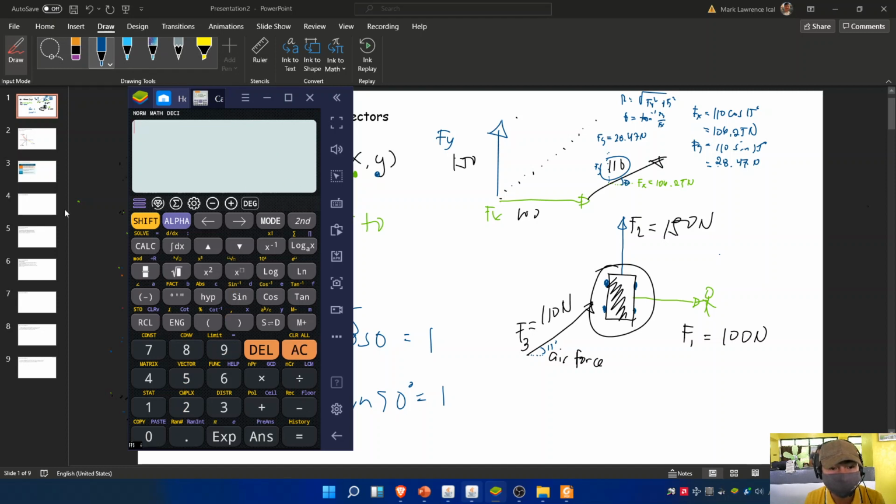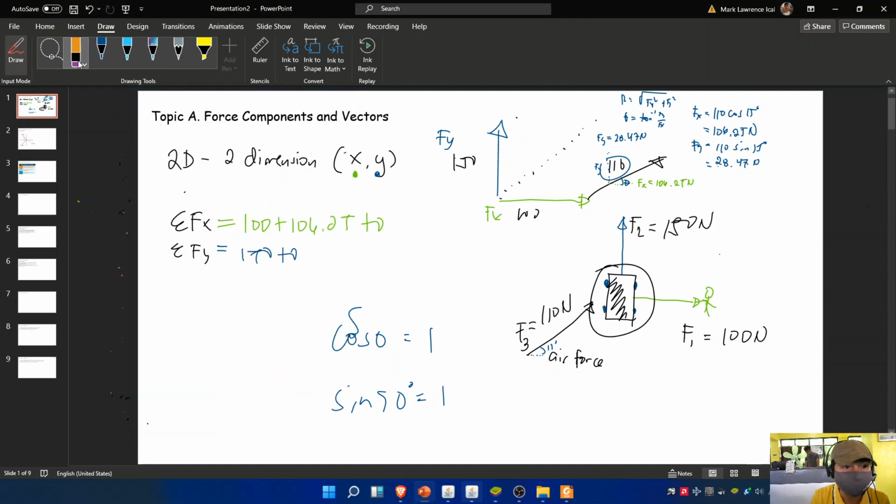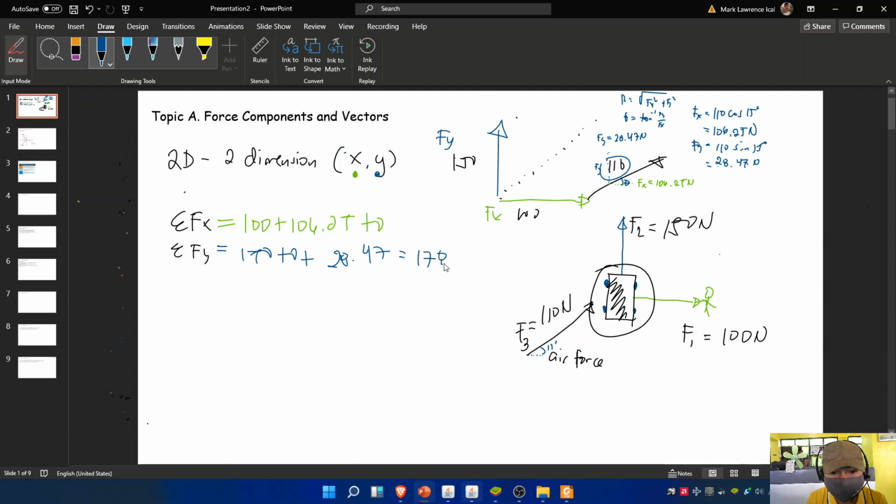Okay, so sin 90 is 1 and cosine 0 is also 1. So 0, and plus our y component here is 28.47. So a total of 150 plus 28.47, we have 178.47 newtons for the y component, and we have 206.25 newtons here. Alright, so we already have the total F of x and the total F of y.